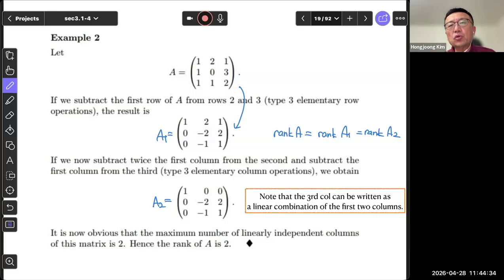Now, in case of A2, the first column is independent from the others, but the third column can be obtained from the second column by multiplying negative 1 to the second column. So that means the number of independent columns will be 2. So the rank of A2 is 2, and that will be the rank of A1 and rank of A.